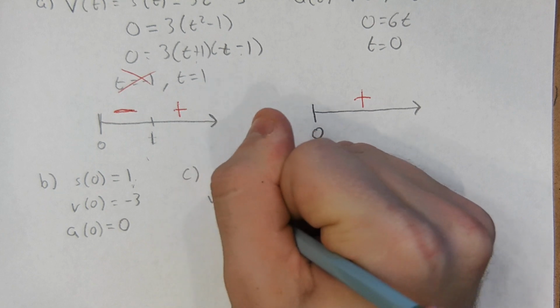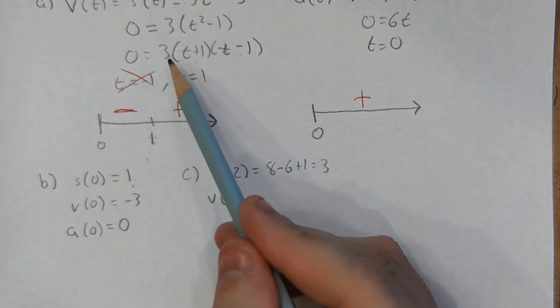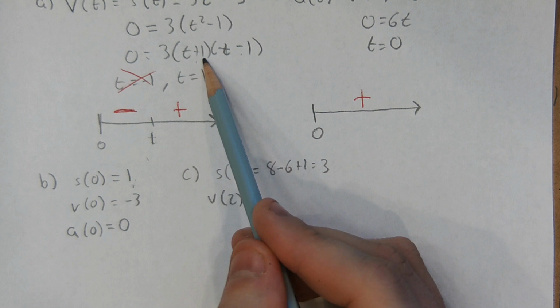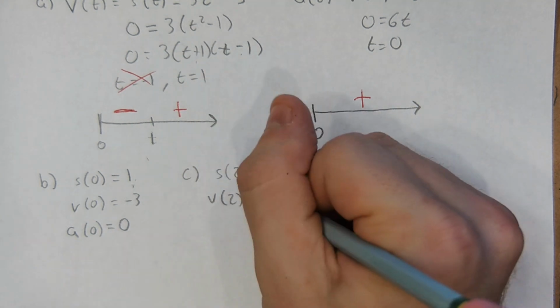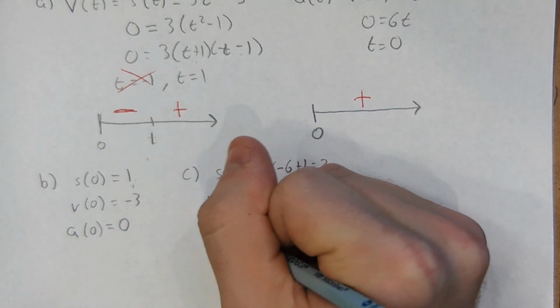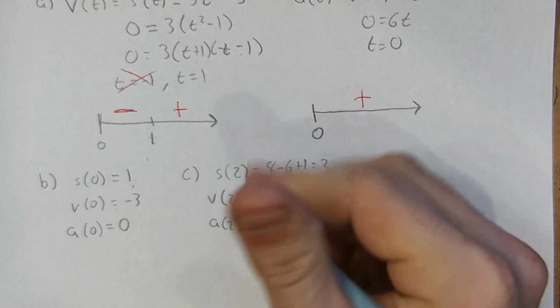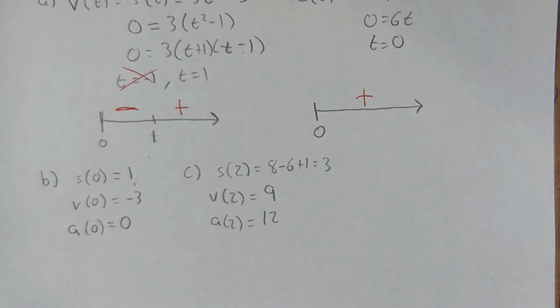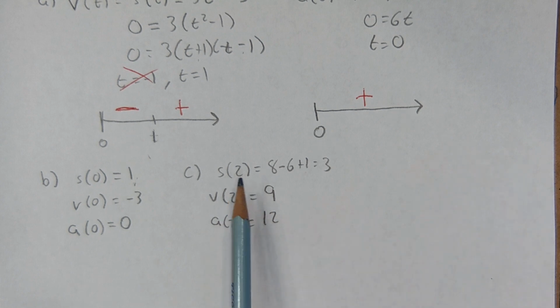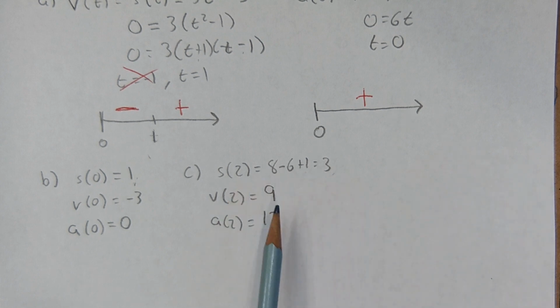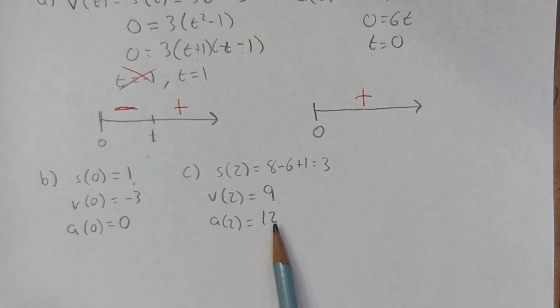What is our velocity at time equals 2? It's 3 times 3 times 1. And what is our acceleration? Well, it's just 6 times 2. So it says to describe the motion. At 2 seconds, we're 3 units to the right of the origin. We're moving to the right at 9 centimeters per second, and we're accelerating at 12 centimeters per second squared.